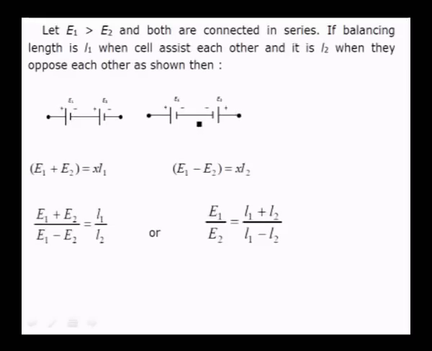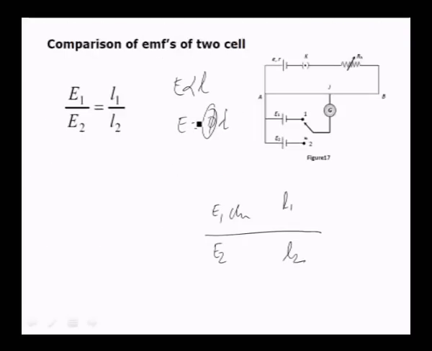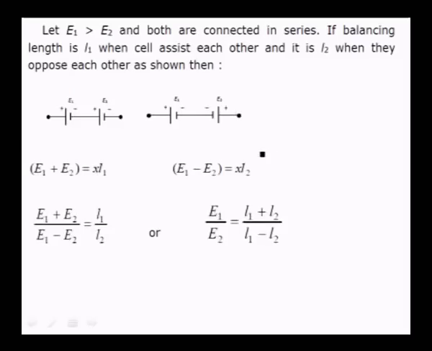Yes. See, suppose that instead of this, they give two cells connected in series, or two cells connected in the wrong way. These are the two cells, connected in series. We get the effective balancing length: E1 + E2 = X, some constant, times L1. Similarly, when they are wrongly connected, E1 - E2 = X times L2. Take the ratio of these two. X is a constant and cancels on each side, and we get the equation, or else we can also write it in this form.